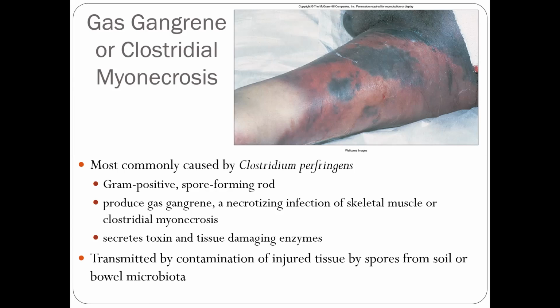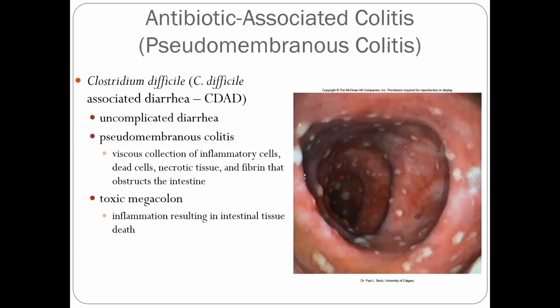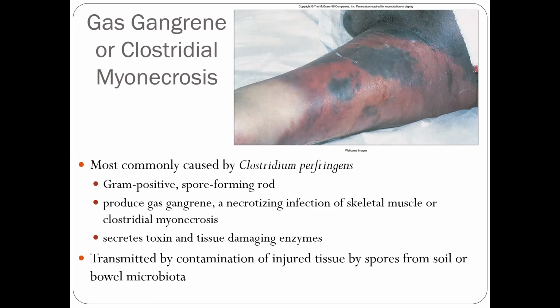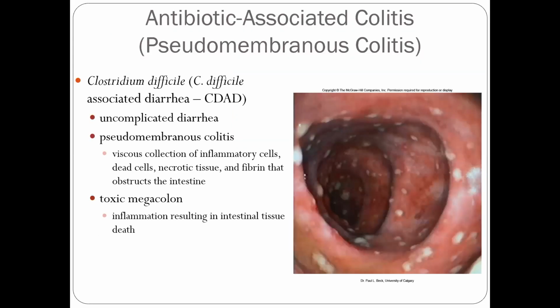I mentioned gas gangrene, and an important way to control it, since it happens on food products all the time, is to avoid the danger zone of food storage, which is 40 to 140 degrees Fahrenheit. The characteristic to diagnose Clostridium perfringens is a double beta hemolytic zone on blood agar. And I drew the picture on the blackboard.